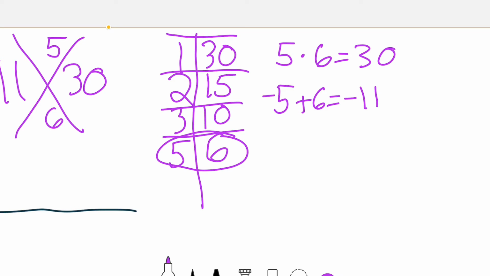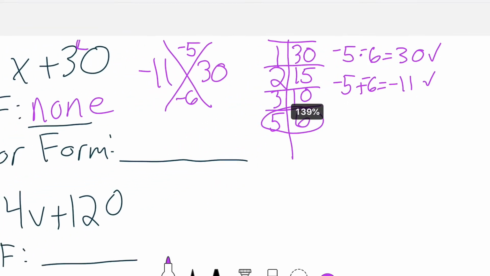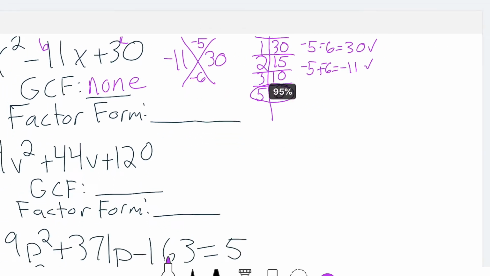So what if I made 5 negative? That's still not giving me negative 11. So what if I made 6 negative as well? Well, negative 5 plus negative 6 does give me negative 11. So now that is true. Does it make the multiplication true? Negative times a negative is a positive, so yes. So our magic numbers are negative 5 and negative 6.